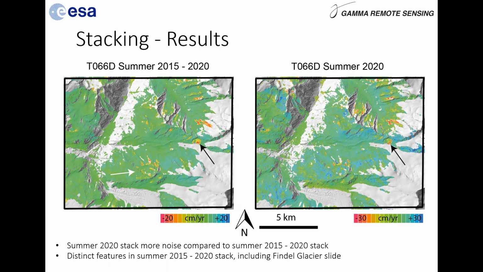In addition to the differing noise levels between the two shown stacking results, distinct features are visible in the summer stack of all years, both on valley flanks, such as the Findel Glacier slide, as well as in higher mountainous regions, as shown by the white arrow. The results therefore complement those of differential interferograms and better highlight and confirm true surface motion features.